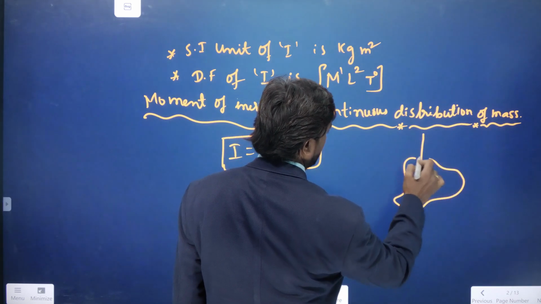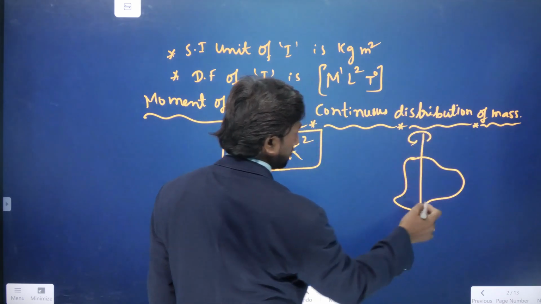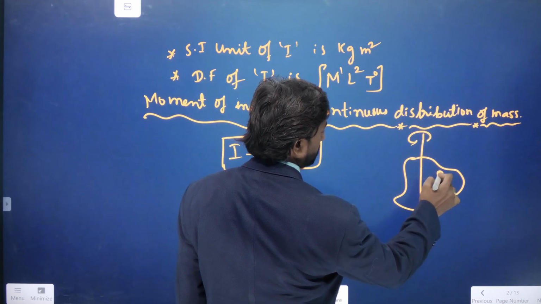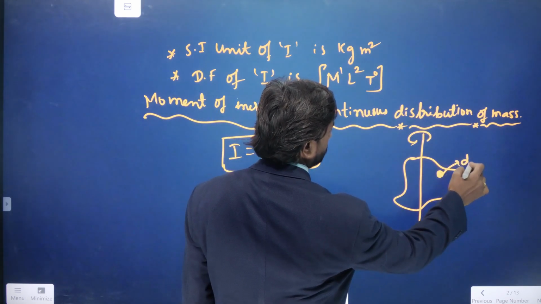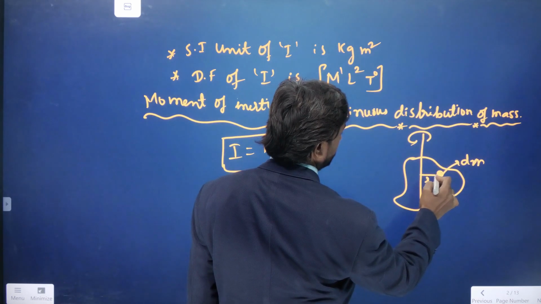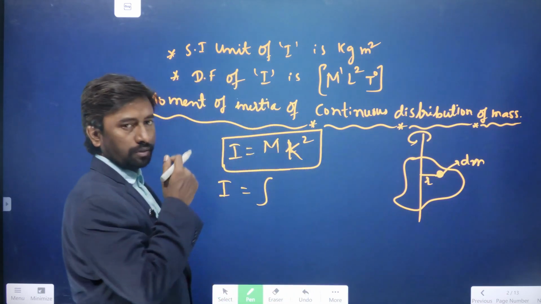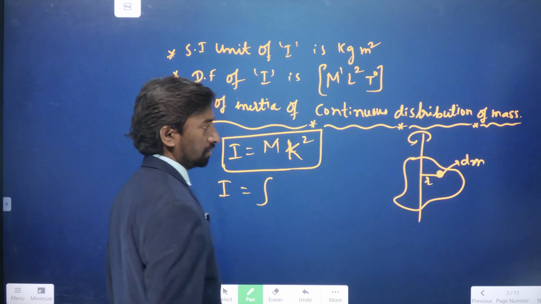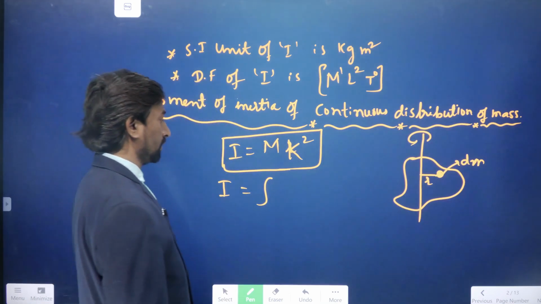Consider this is the mass of the body, rotating about this axis, the axis of rotation. Now if we consider a small mass of the body, dm, at a distance r, and it is rotating about this axis with radius r. Now the moment of inertia of that body.